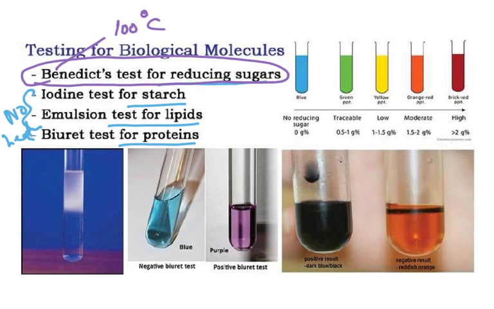So you can see this is the fat test, this is the negative Biuret, positive Biuret, and a positive starch and a negative result for starch. And these of course are the different reducing sugars: no reducing sugar, traces, low, moderate, and high. So this is just a quick recap of all the tests, and the important thing is which ones do we heat and which ones we don't heat. The Benedict's test we heat, the others we do not heat.